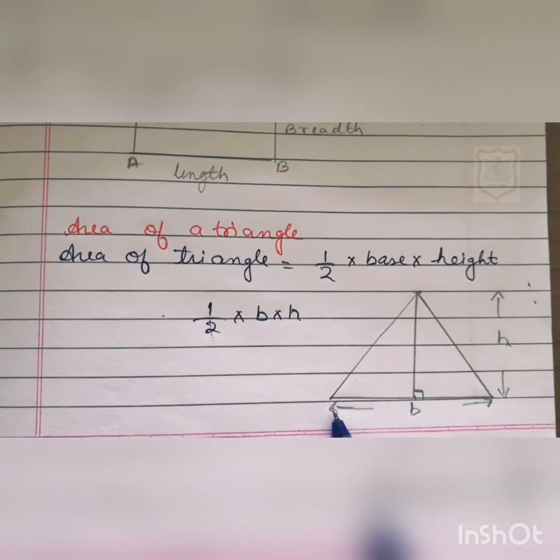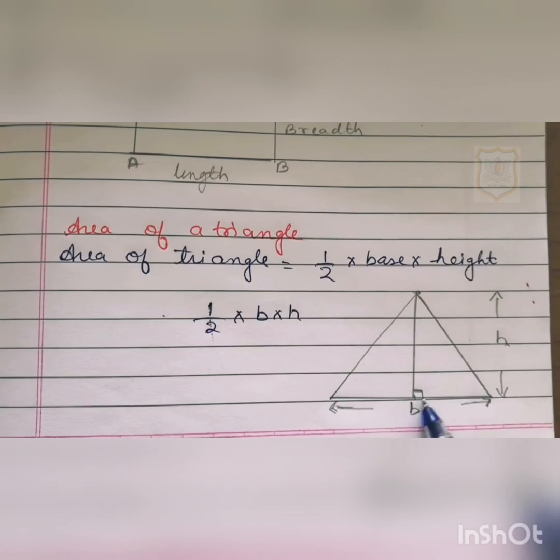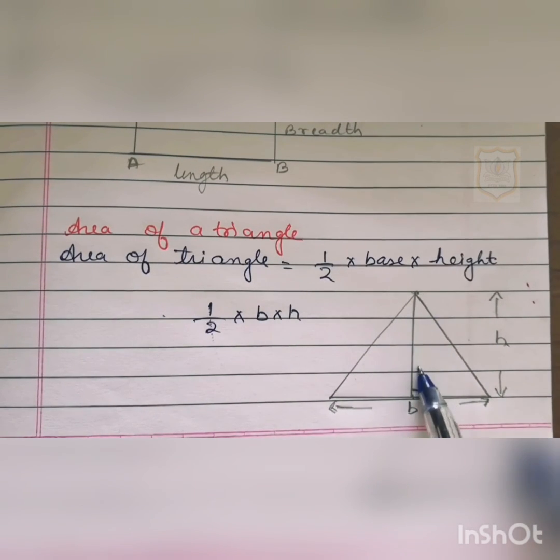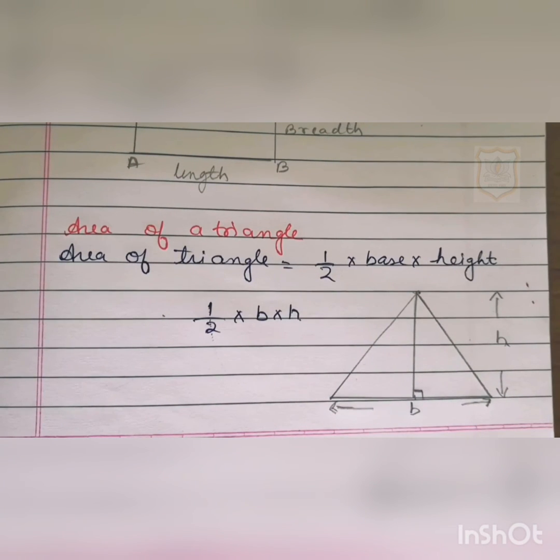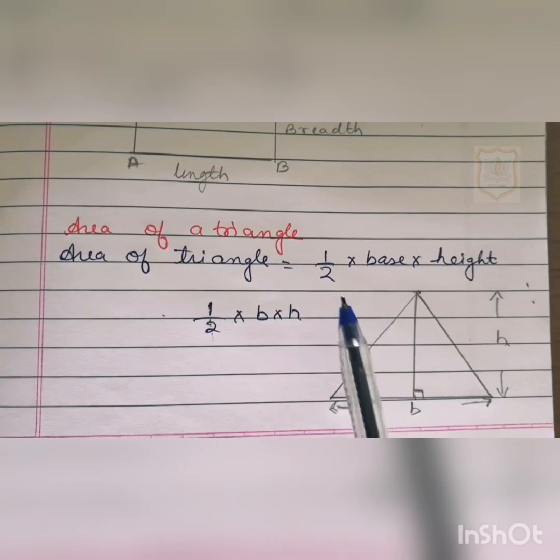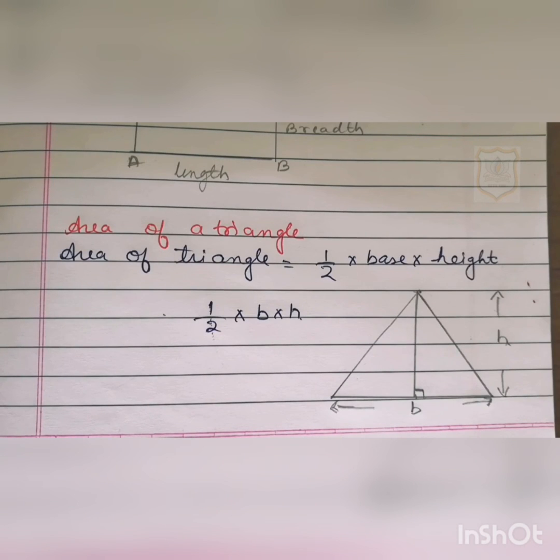So with this we have completed the introductory part. I hope, dear children, you have understood the area and the perimeter of the given figures. We will do these sums in the next video.